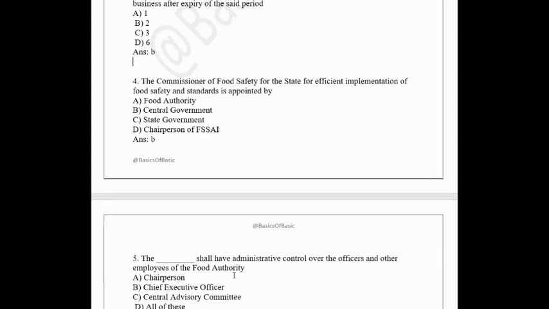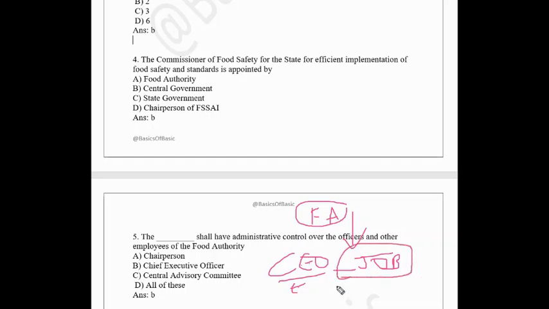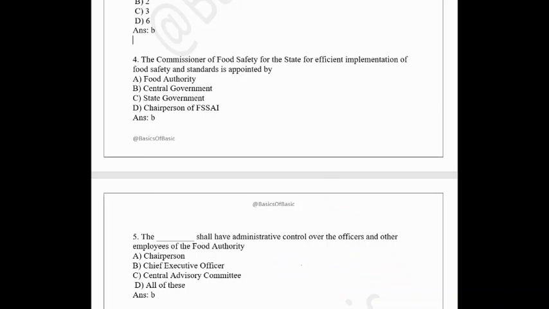The fifth question is, the dash shall have the administrative control over the officers and employees. This is very easy. CEO is the one who will do the job as prescribed by the food authority. Food authority is like a legislative body, whereas CEO is the executive body, because the name itself has chief executive officer. So he has to do the job and he will have all the administrative control. If you know this logic, then you can solve this problem. The CEO is the one who shall have all the administrative control over the officers and other employees.